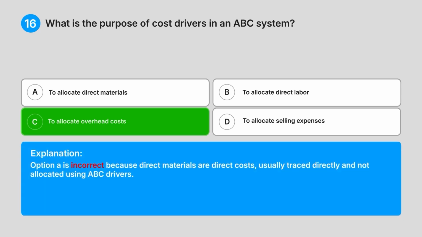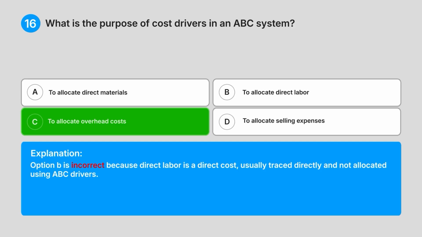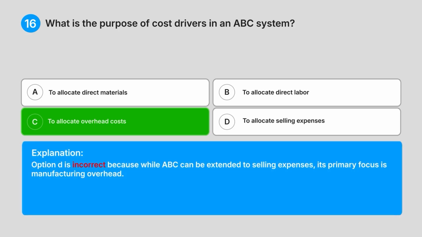Option A is incorrect because direct materials are direct costs, usually traced directly, and not allocated using ABC drivers. Option B is incorrect because direct labour is a direct cost, usually traced directly, and not allocated using ABC drivers. Option D is incorrect because while ABC can be extended to selling expenses, its primary focus is manufacturing overhead.